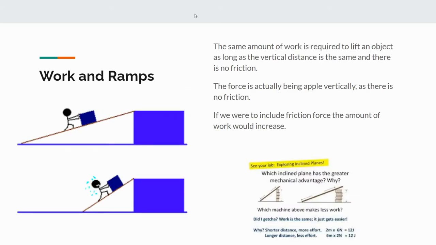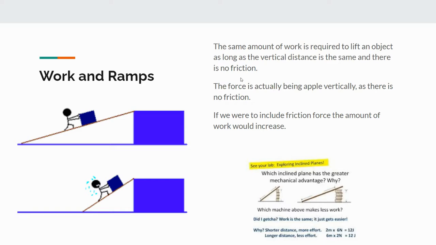Now let's talk about work and ramps. So the amount of work needed to lift an object 10 meters is going to be the same regardless of whether you use a ramp or not. It's always going to be the same. So the force that we're fighting against is the vertical force of gravity.